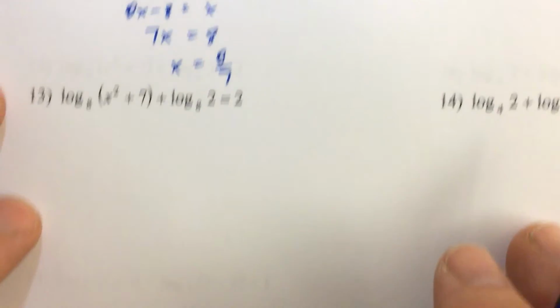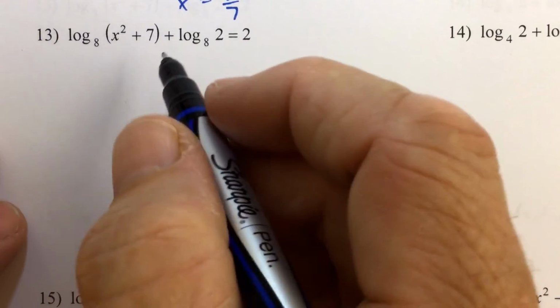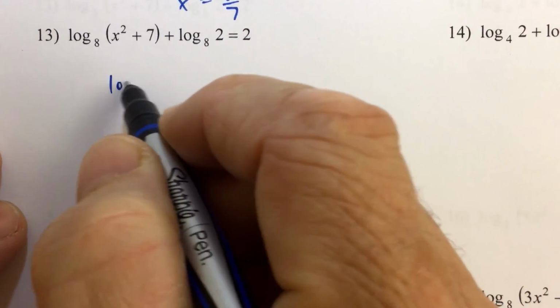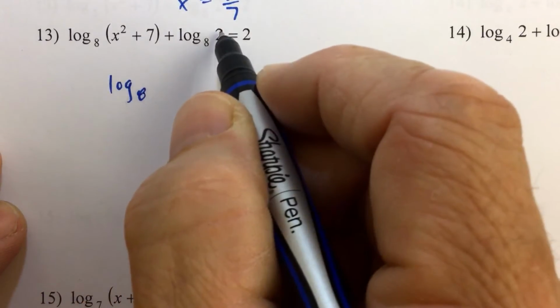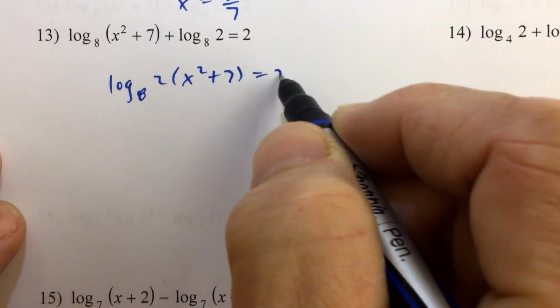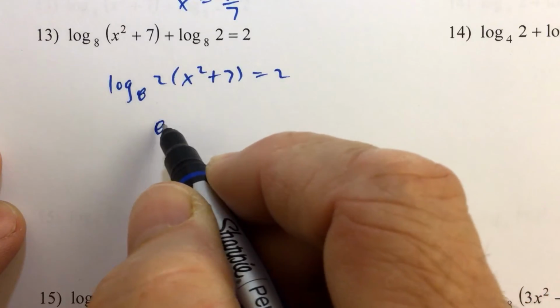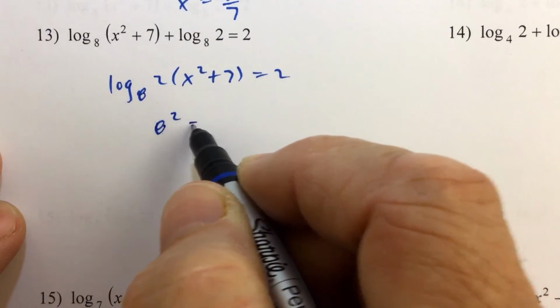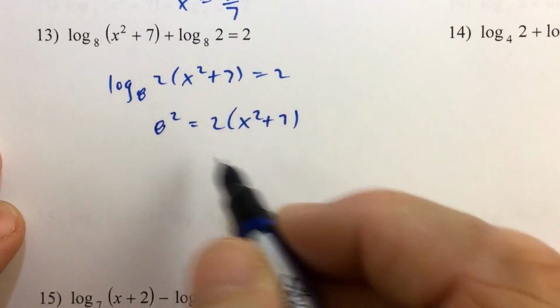Number 13, we've got the sum of the logs, and when we have the sum of the logs, we take the log of the product. So we have log base 8 of the product of 2 and x squared plus 7 is equal to 2. Our variable is locked up in the log, so we're going to unlock that by writing in exponential form. 8 squared equals 2 times x squared plus 7.